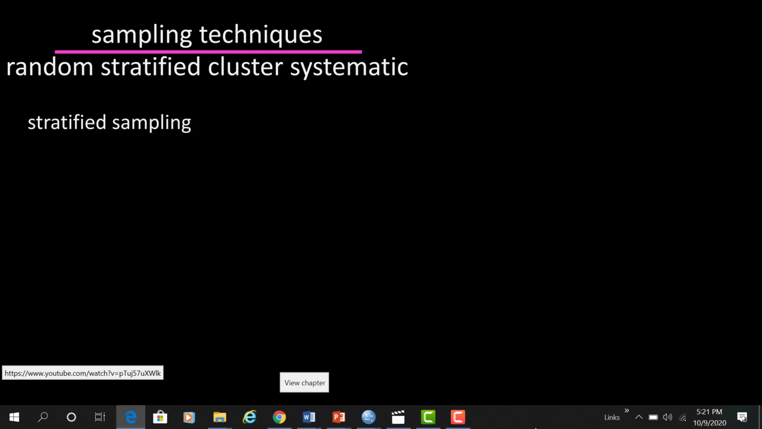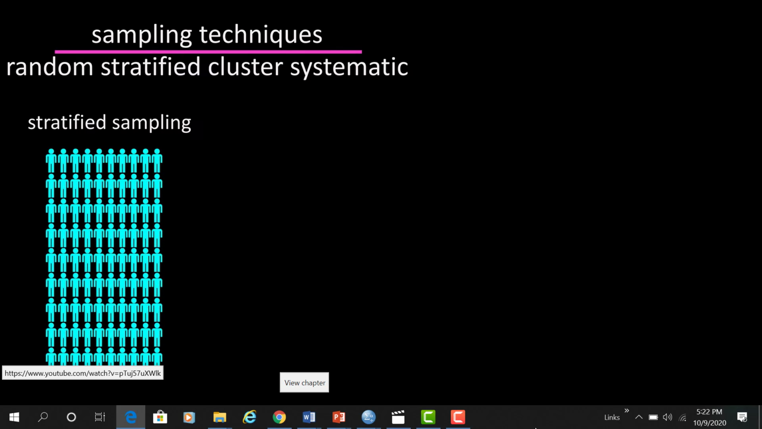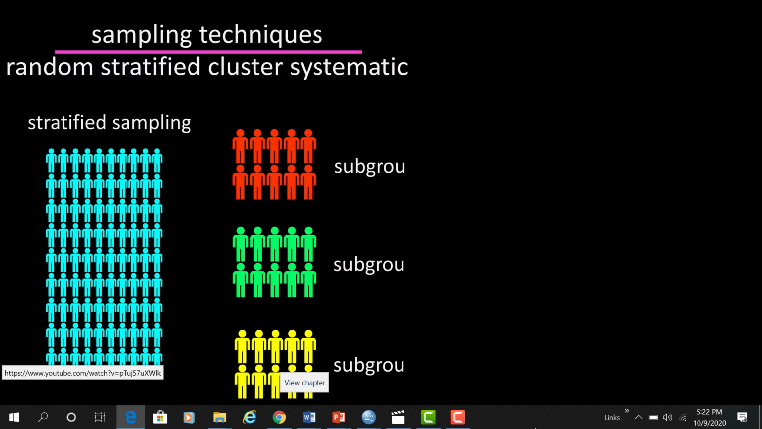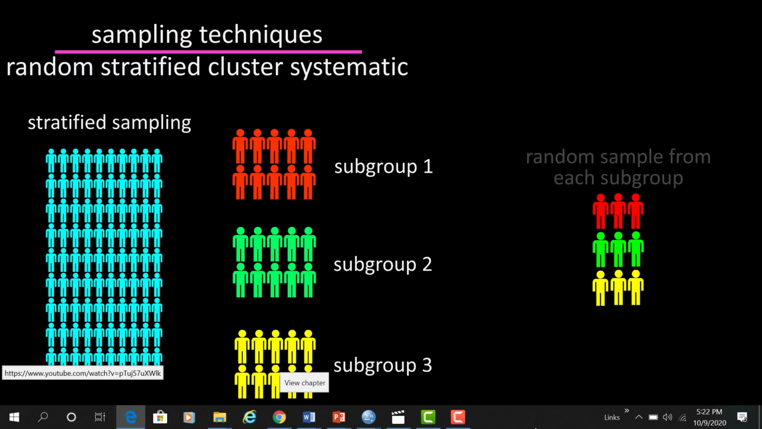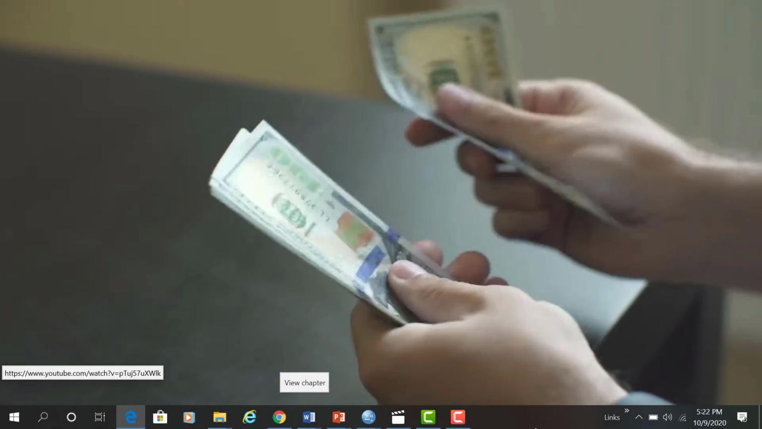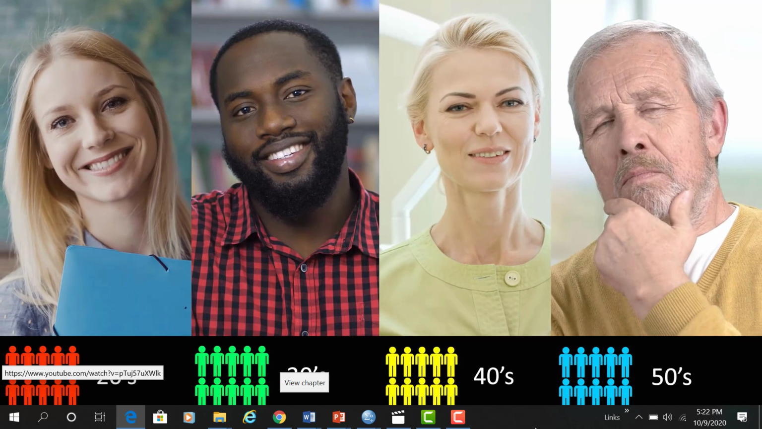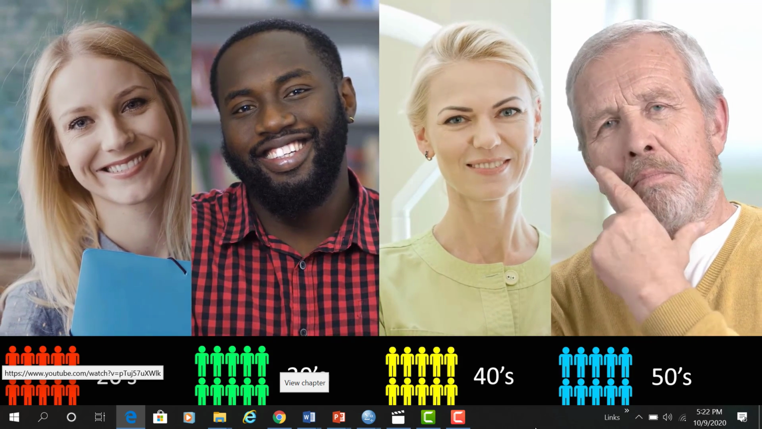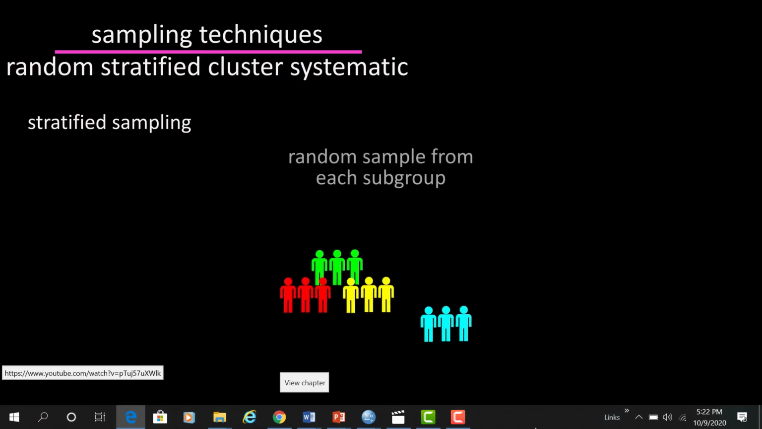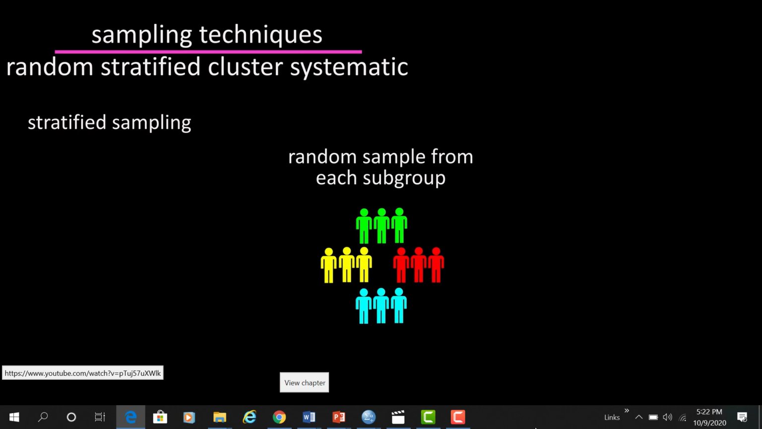A stratified sample is where a researcher will divide the population into subgroups to have members from each segment of the population, and a random sample is derived from each subgroup. For example, let's say you wanted to know how much money people saved on a yearly basis. You could have subgroups of people in their 20s, in their 30s, in their 40s, and in their 50s. You would then take a random sample for each of these groups.